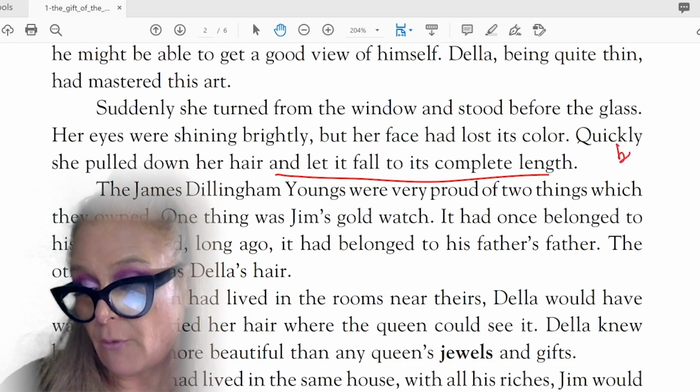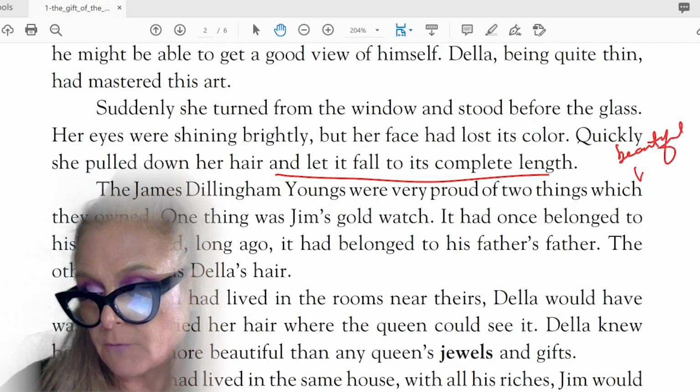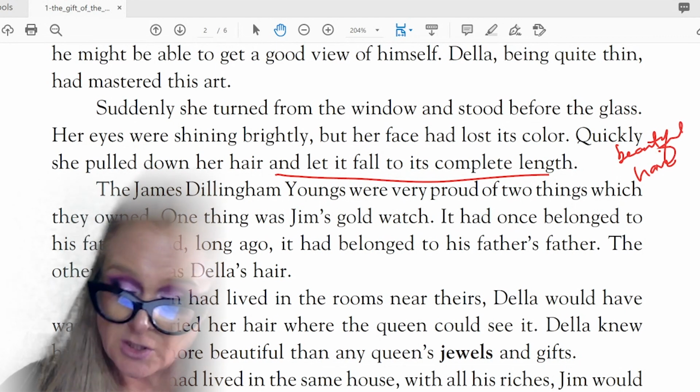So she has really beautiful hair, right? Really beautiful hair. Or it's long hair, that's for sure.